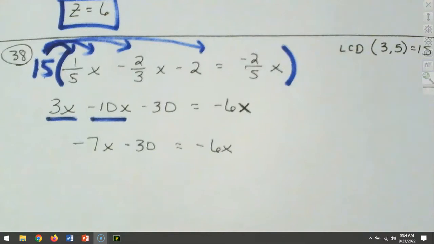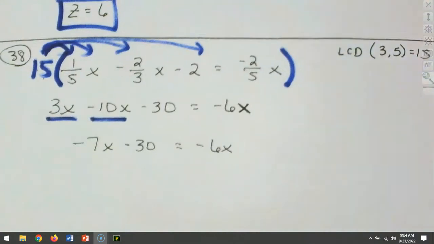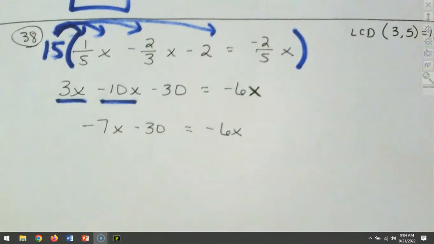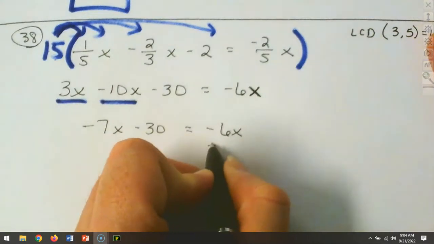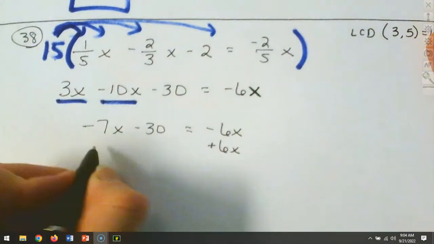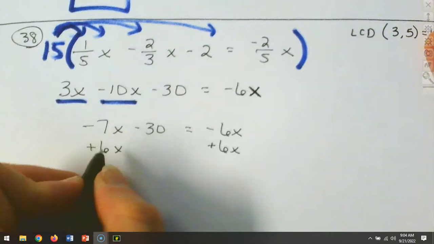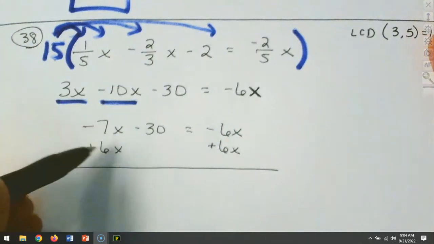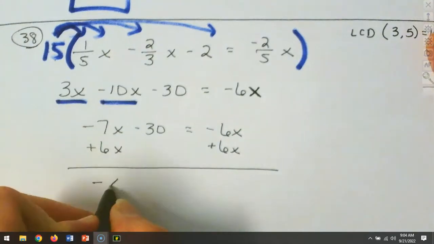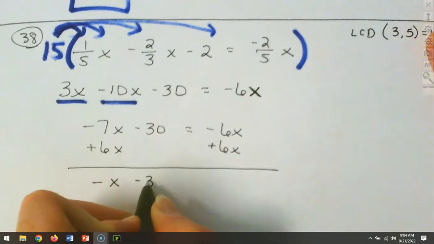Once you get some more advanced skills, you can do other techniques. But what I'm going to do is I'm going to move that 6x over. Now that 6x is a negative 6x, so you would move it over with a positive 6x. Okay, so that's going to go away. Minus 7x plus 6, that leaves you with a minus x, and then we've got a minus 30.